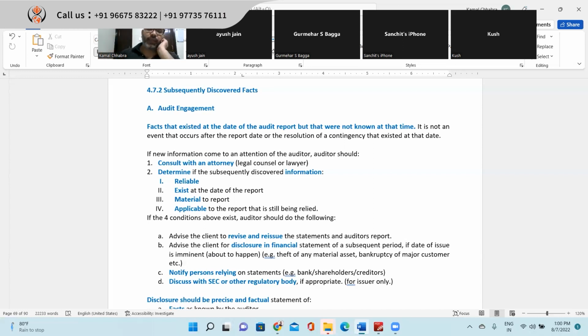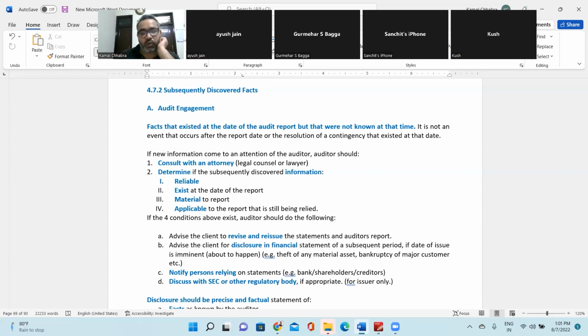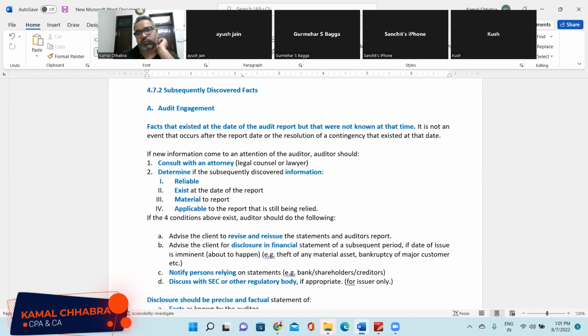But if it comes to your attention after the report release date, and management does not agree to make the change, then you can tell management, please do not issue my audit report along with your financial statement to any party. And wherever those parties are relying on it, it's your responsibility to communicate that I am disassociating from this financial statement. Please do not rely on the report we have issued because of this subsequently discovered fact, which is material to the financial statement.